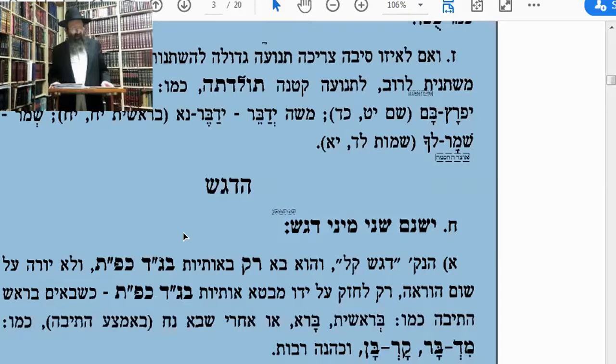So we've got 6 letters which change from soft to hard. And they are, the 6 letters are Begad Kafas.